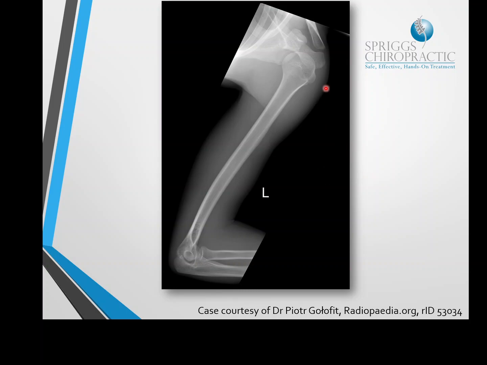The great thing about this view as well is obviously the soft tissues. You can see the delts, you can see the triceps and biceps, you can see the forearm musculature, so this is very, very good for assessing those as well.